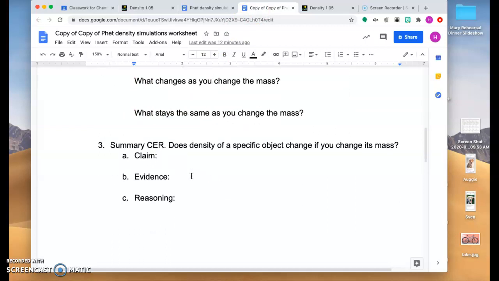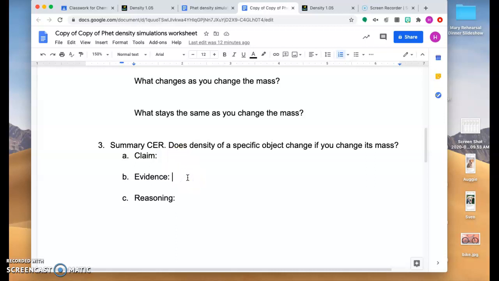The last thing that you need to do for this assignment is summarize the simulation using our claim evidence reasoning method. So the question is, does density of a specific object change if you change its mass? Meaning, if I increase the mass, is that going to make something sink more? If I decrease the mass, is that going to make something sink less or float more? Your claim is going to answer that question.